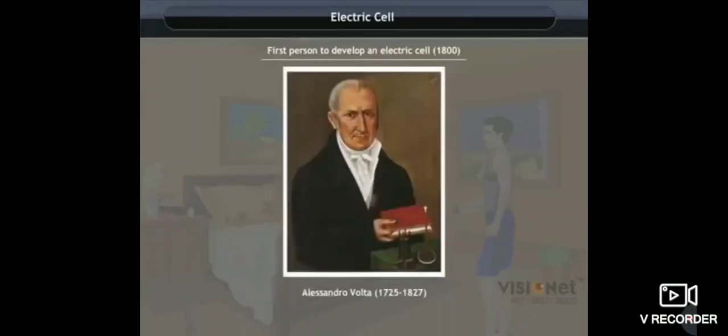Do you know who was the first person to develop an electric cell? Alessandro Volta developed the electric cell in the 1800s.